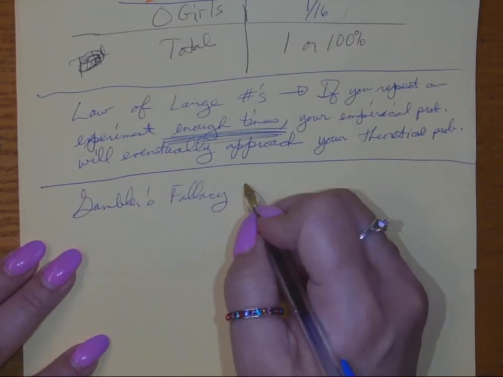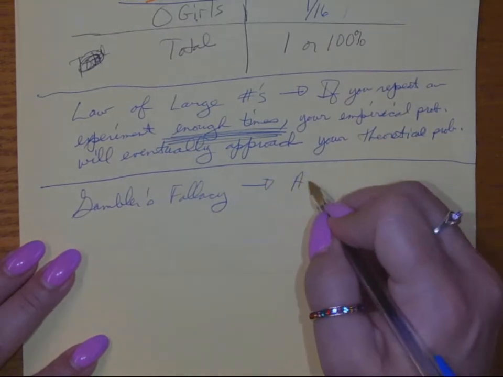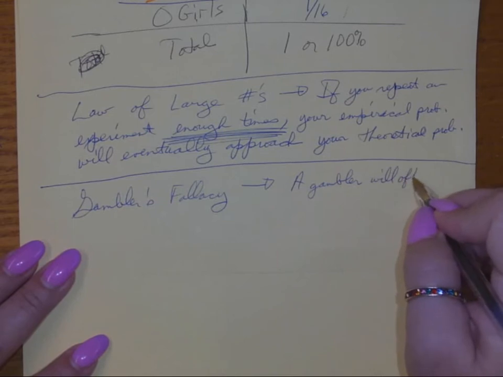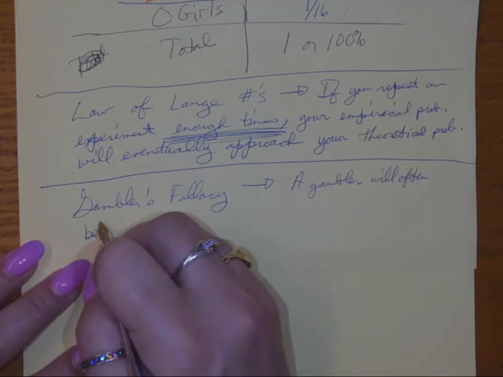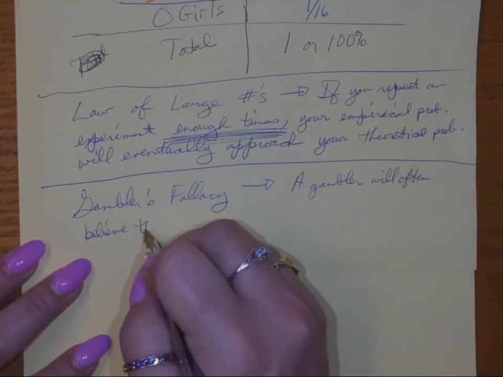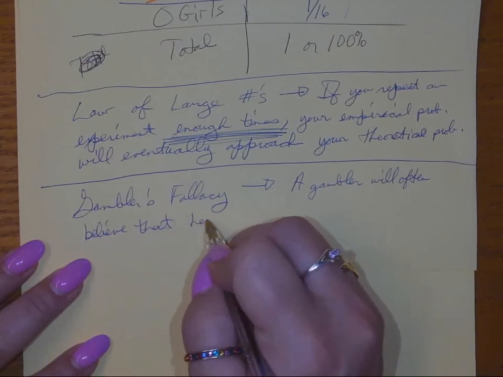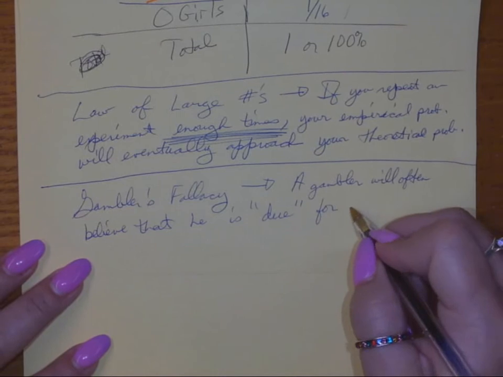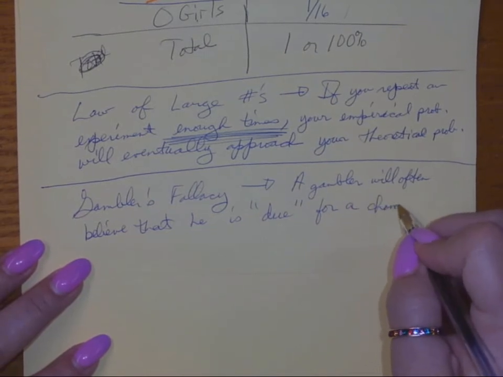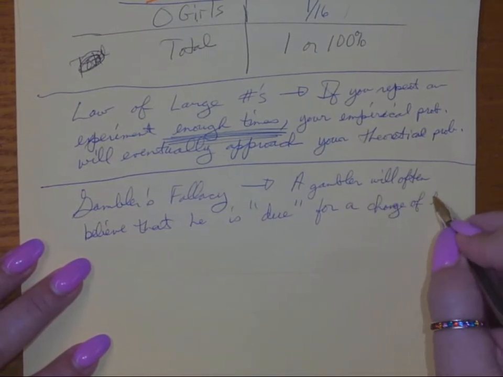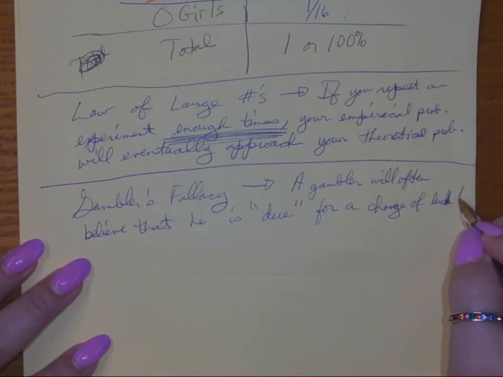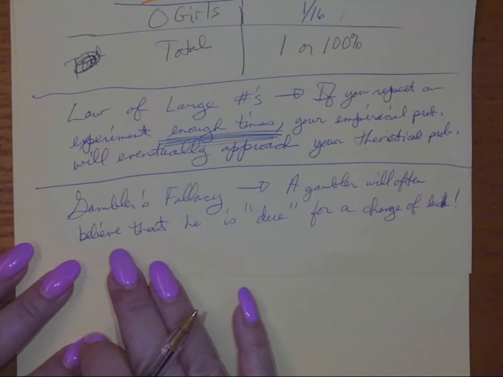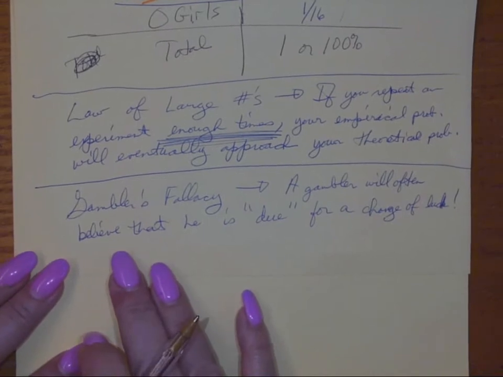And remember this one says, a gambler will often believe that he is due for a change of luck, whether it's for the good or the bad. If he's been doing poorly, he might think, oh, it's my turn to win. If he's doing great, he might think, oh, I better quit while I'm ahead. But he thinks he's going to have a change of luck.